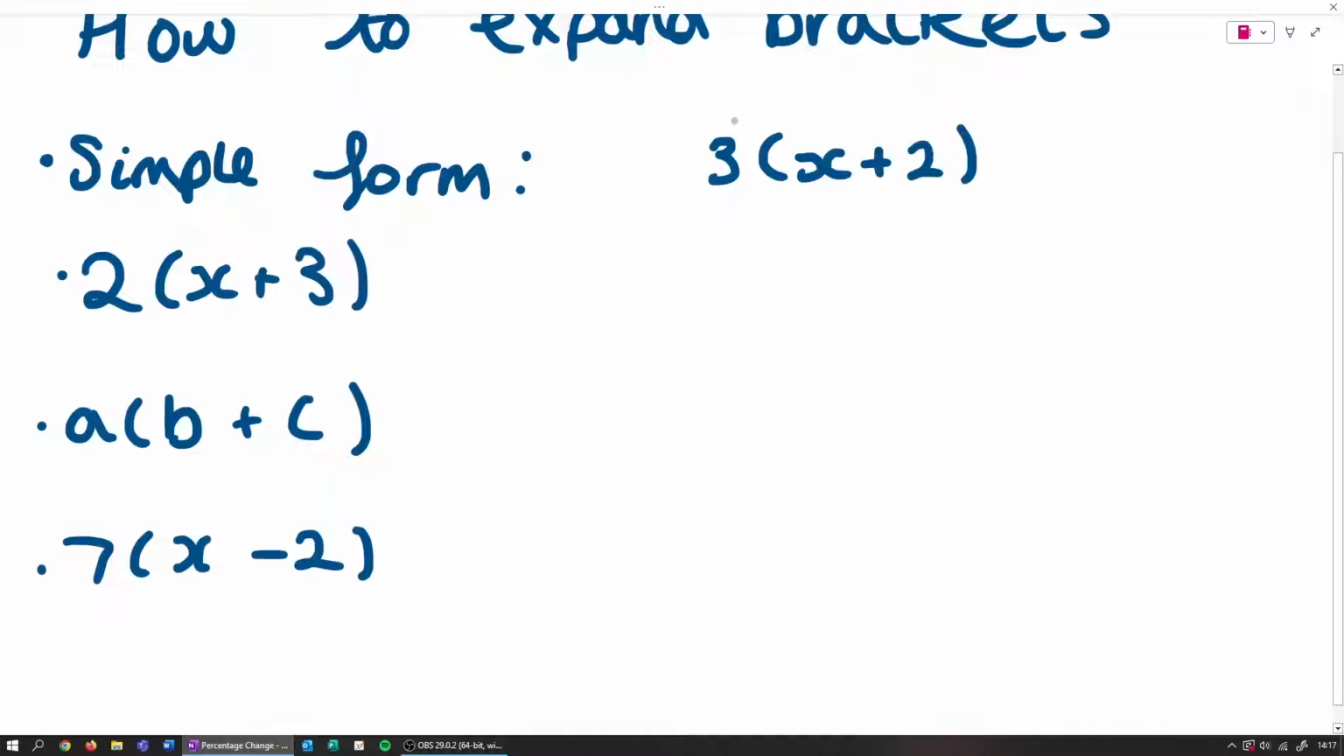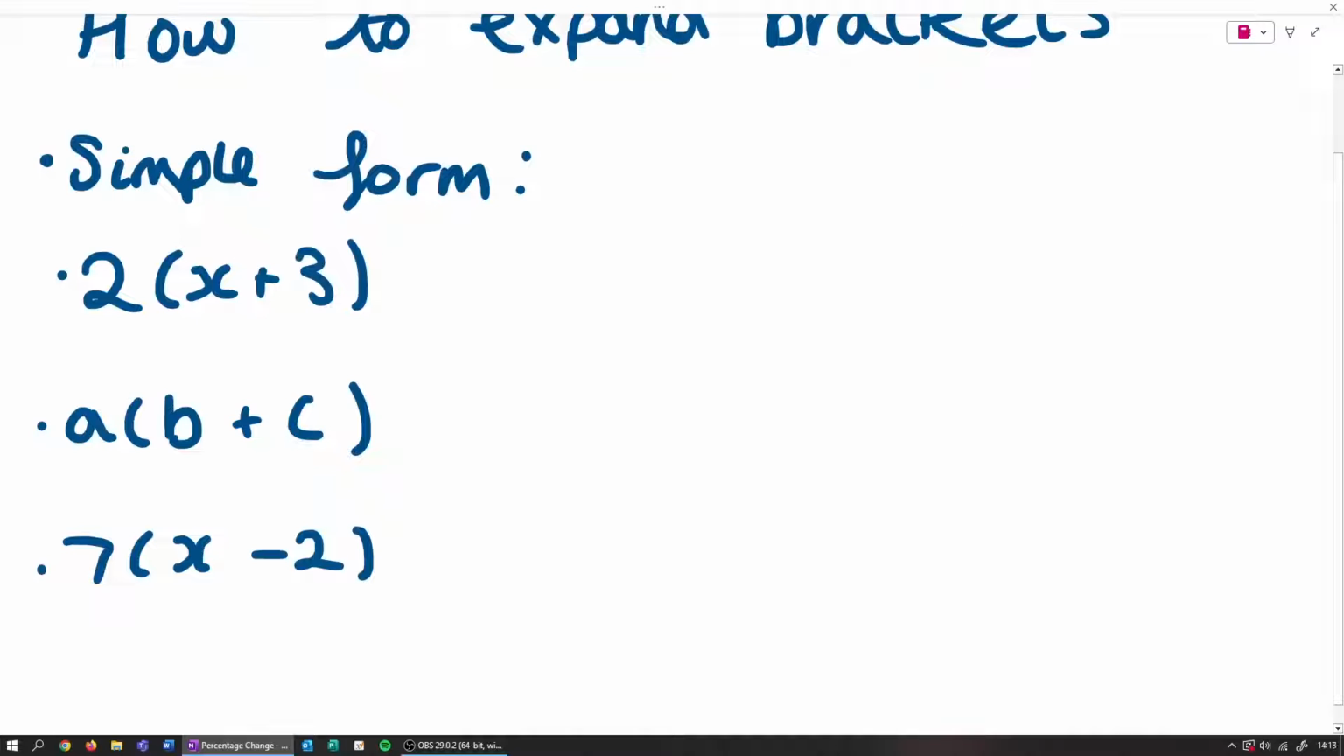You take the number on the outside and you're multiplying it with the numbers on the inside. So we have 3 times x, which is 3x, and then we have plus 3 times 2. And this plus has just come from the fact that there was a plus in there. If this was a minus, for instance, this would be a minus here. Okay, so let's do some examples.